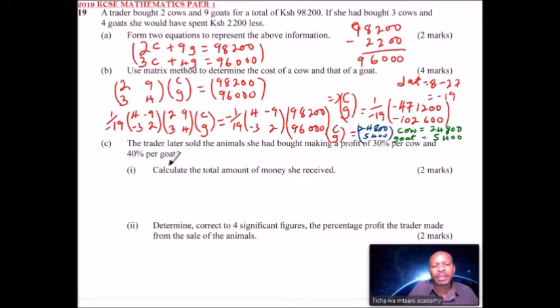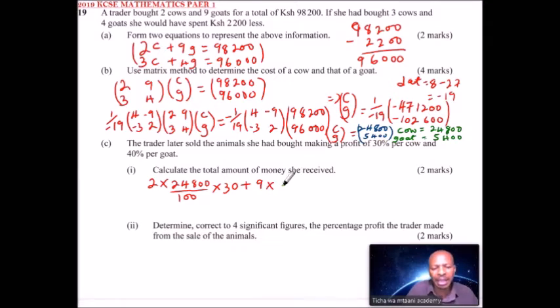We have the trader later sold the animals she had bought, making a profit of 30% per cow and 40% per goat. Calculate the total cost. Looking at this, because the trader bought 2 cows, it means it is 2. You multiply by 24,800, the cost of 1 cow, bought 2. This you divide by 100. He made a profit of 30% with the cow. Then you add 9 goats.